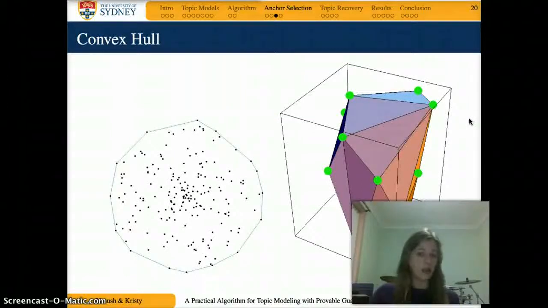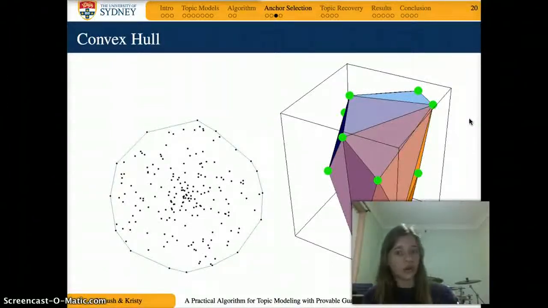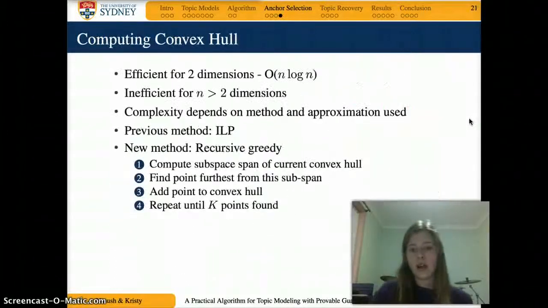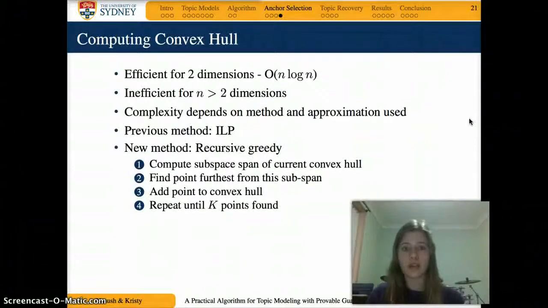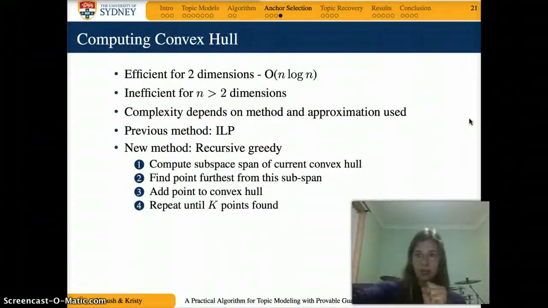So, to find the anchor words, we grab the word-word co-occurrence matrix, and then we compute the convex hull of those set of points, which is actually quite difficult, it turns out. It's efficient in 2 dimensions, but it's quite inefficient for greater than 2 dimensions, so they use this approximation method, which is basically a recursive greedy method. They grab just a random point, and they find, okay, what's the furthest point from the subset of these points? And they grab this one here. And then they go, okay, these are 2 points now in the convex hull. What's the furthest one from here? Oh, that's over here. And they do this recursively until they've got k topics.